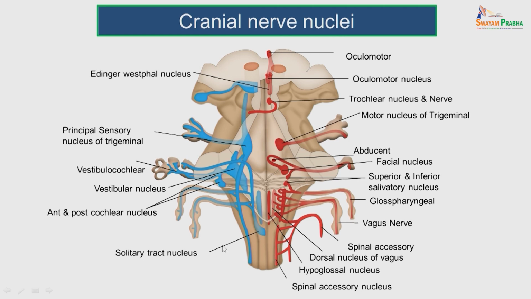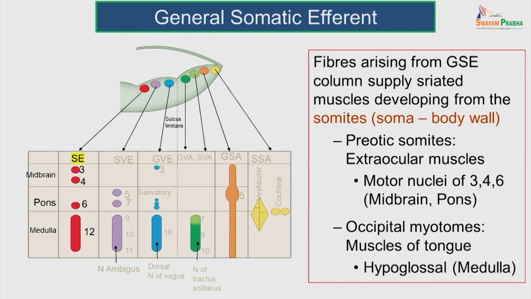Nucleus of tractus solitarius is present in the medulla and extends into the pons, and also the principal sensory nucleus of trigeminal nerve is present in the pons and extends a little bit to the midbrain, and Edinger-Westphal nucleus, you can see, is in the midbrain. So, these are the cranial nerve nuclei associated and where they come from.